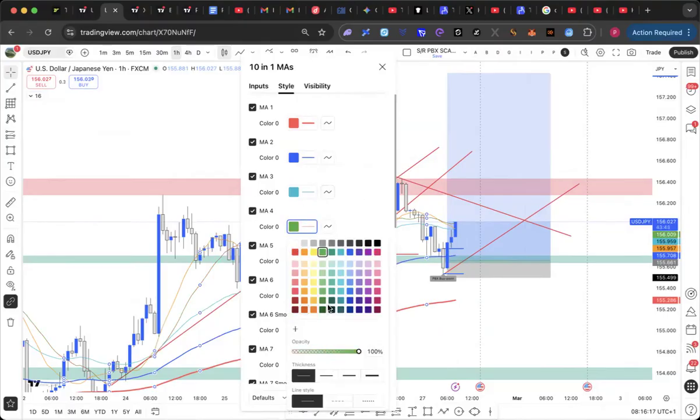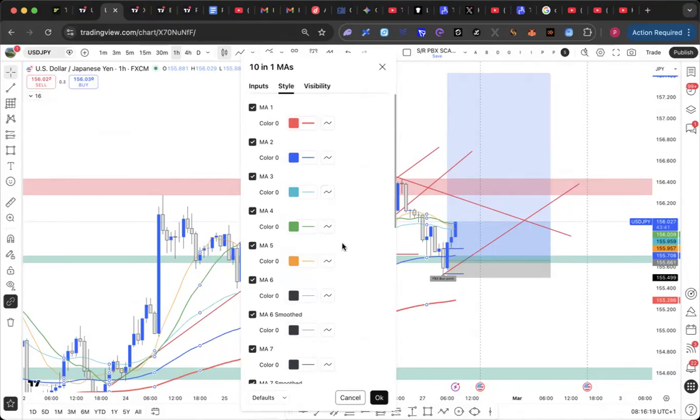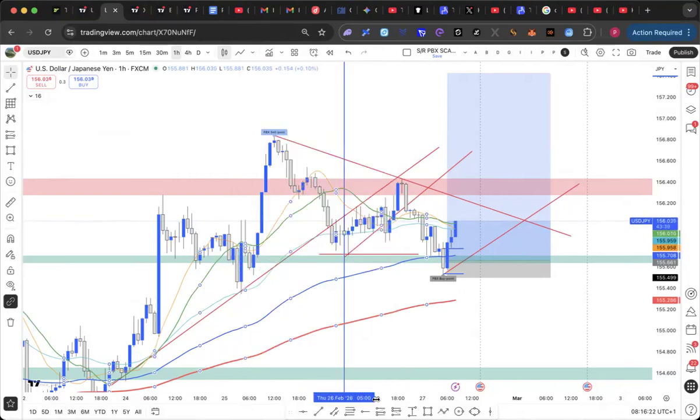Okay. This color is this one. Oh, yeah. Don't worry. I'm speaking another thing to you.